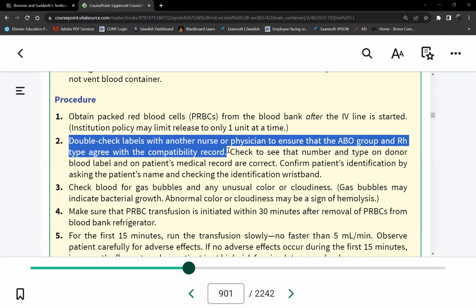Can the LPN hang and administer the blood? No. Only an RN. But the second person checking it with you, can it be anybody? No, just someone that's licensed. Any licensed professional.